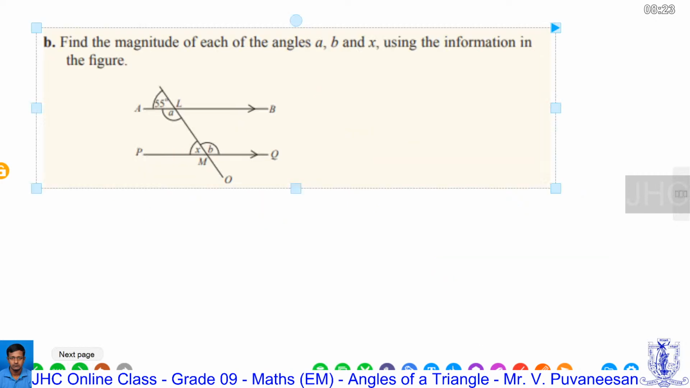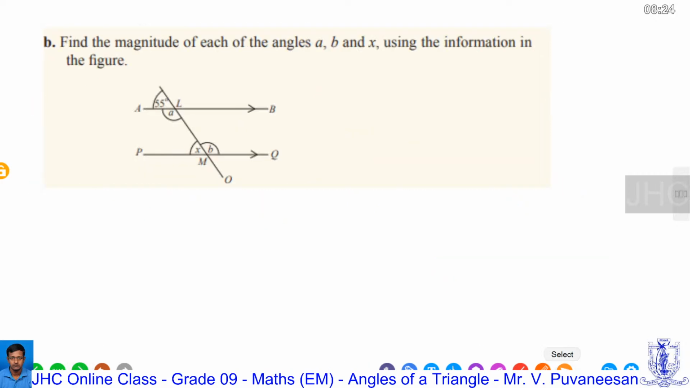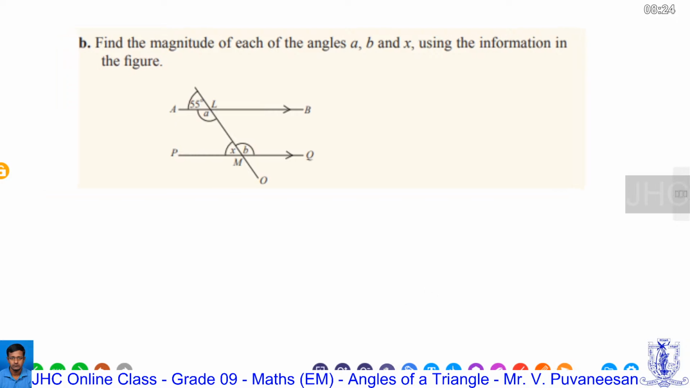Next, find the magnitude of each of the angles A, B, and X using the information in the figure. In the figure, some angle values are given, and some angles are denoted by letters. We have to find the angles denoted by the letters A, B, and X.